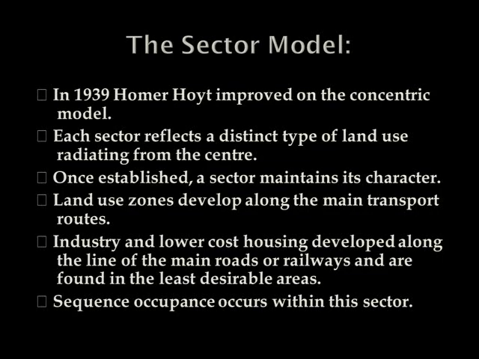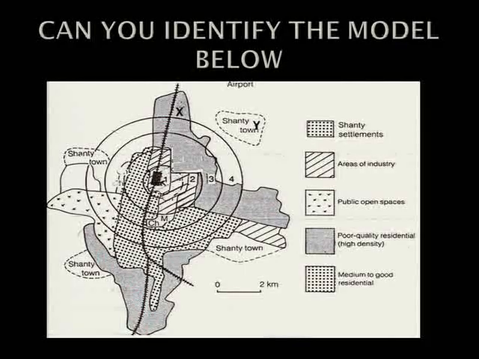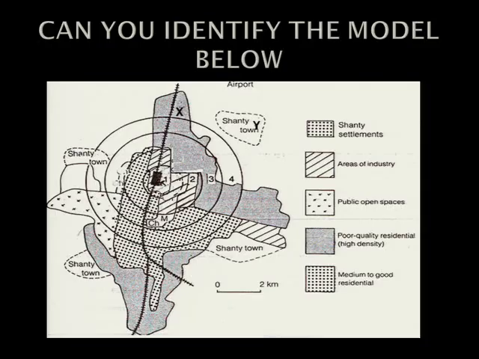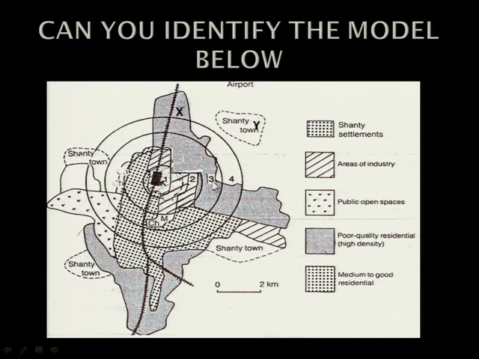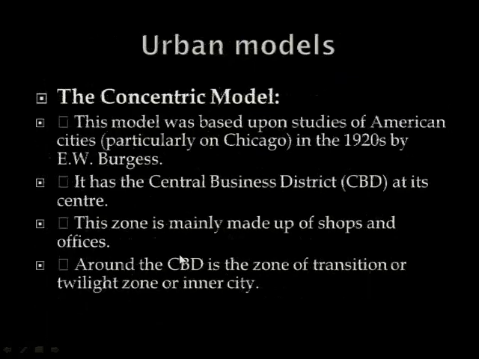The other model that we have is the sector model. Before we look at it, let's go back to the model that we had to identify earlier. Do you see that there's the concentric zone model? These are the circles. Look, there's the CBD, there's the zone of decay, there's an area, there's an area. But just below it, can you see, there's the second model, which is the sector model.